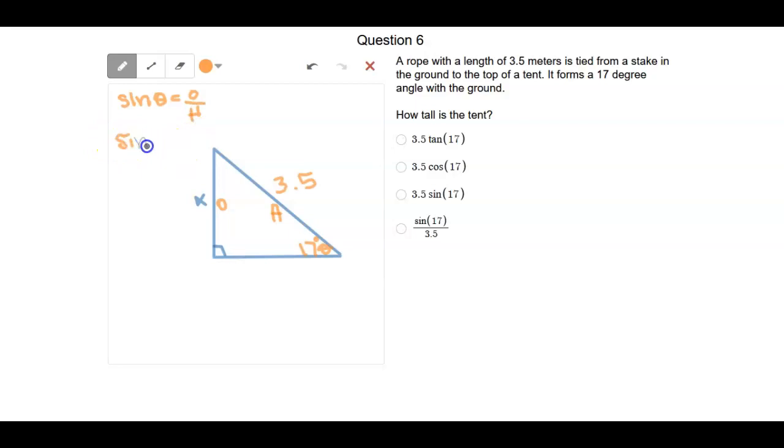So we're just going to start filling in what we know. Theta is 17. The opposite is x, and the hypotenuse is 3.5. So remember, when x is on the top, we multiply both sides by 3.5. So x is going to be equal to 3.5 times the sine of 17, which is this one right here.